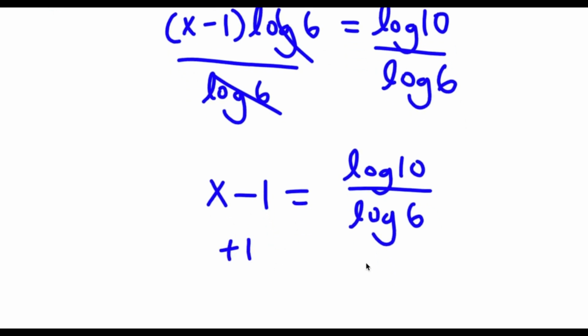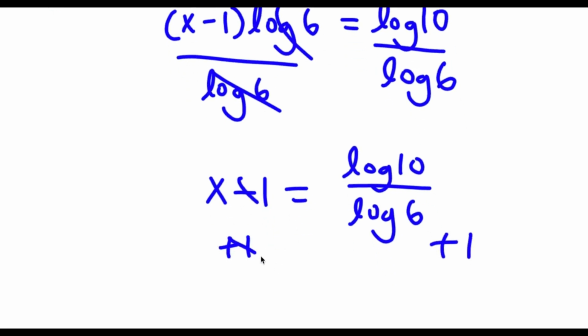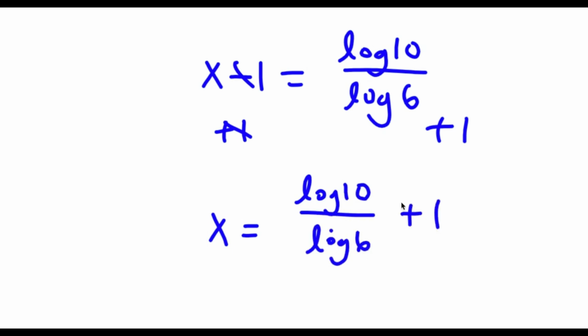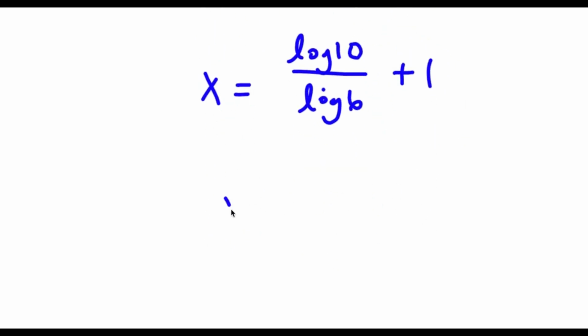Now I'm going to go ahead and add 1 on both sides. So these two cancel out. Now I'm left with x is equal to log 10 over log 6 plus 1. Now log 10, this is the same thing as 1. So now I have x is equal to 1 over log 6 plus 1.